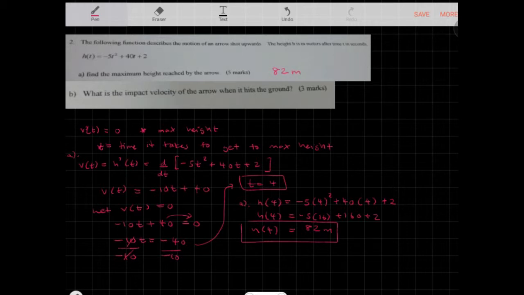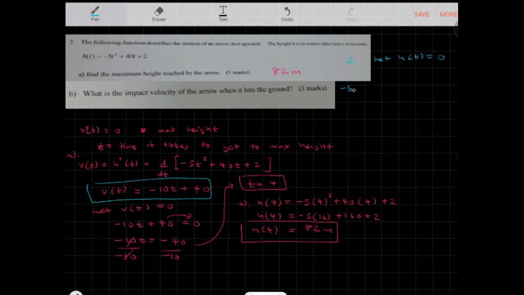Okay, so we know that the maximum height is 82 meters. What is the impact velocity of the arrow when it hits the ground? I'm going to change colors so we can look at the next question, Question B. We need to figure out the time it takes for the object to hit the ground. We have the velocity function, so after we find the time, we'll plug it into that function. I'm going to let h of t equal 0, since that's the height when the object is at the ground.